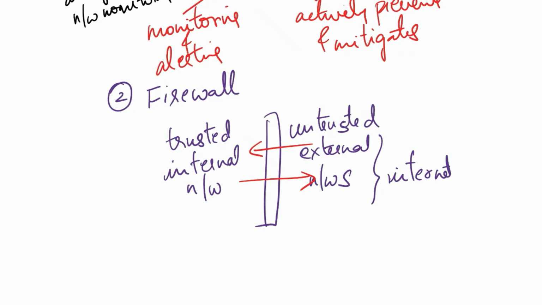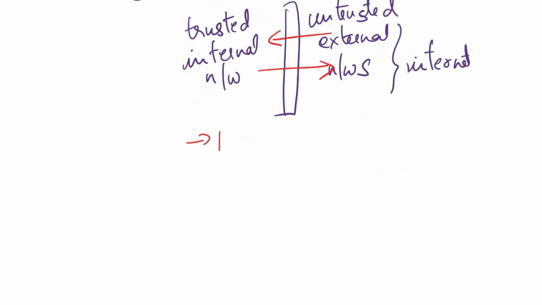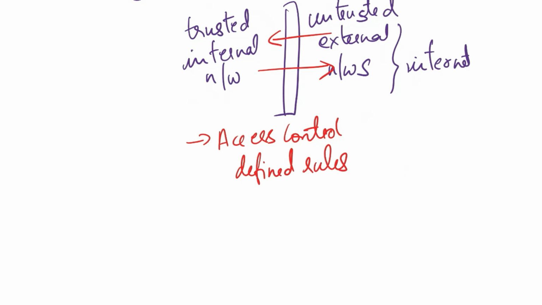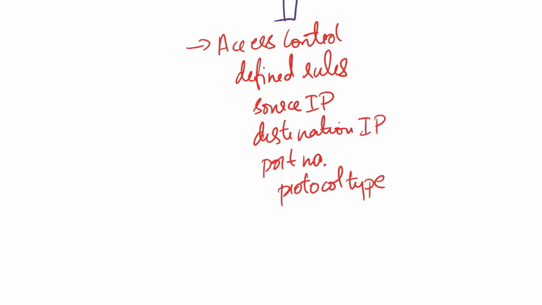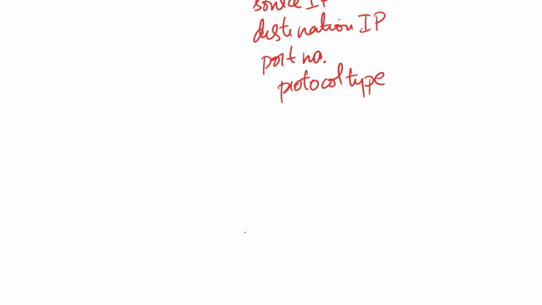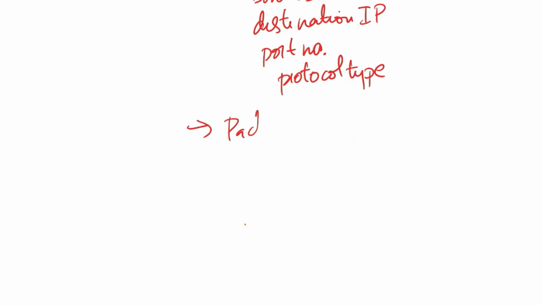Let's see some of the key functions of firewall now. First one, access control. So firewalls use a set of defined rules to control network traffic. These rules determine which network packets are allowed or denied based on factors like source IP, destination IP address, port number, and protocol type. By doing so, firewalls ensure that only authorized traffic is permitted to enter or exit the network.